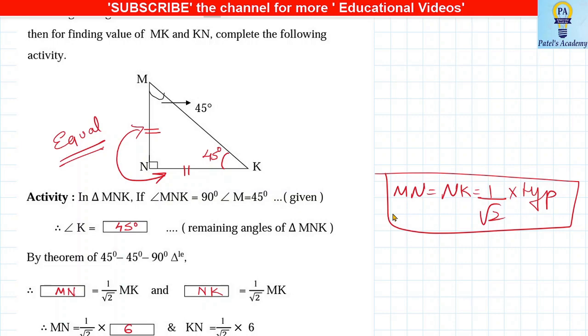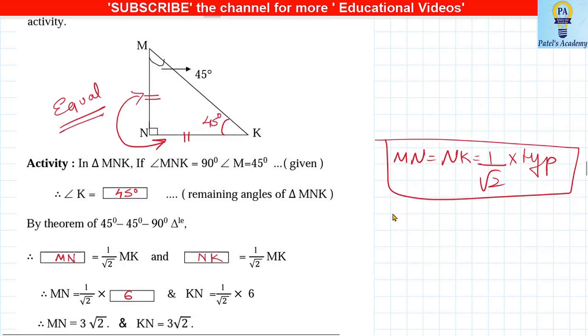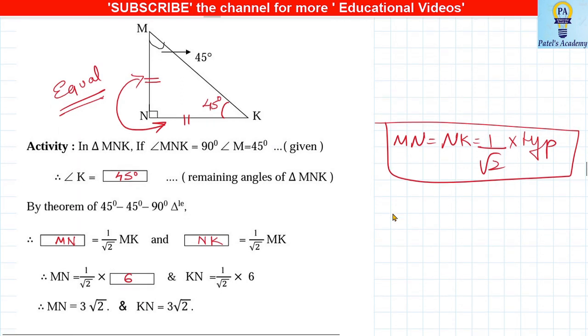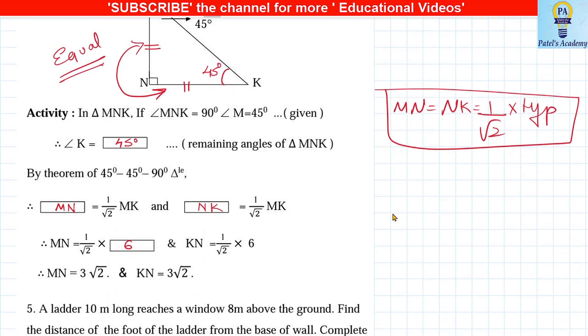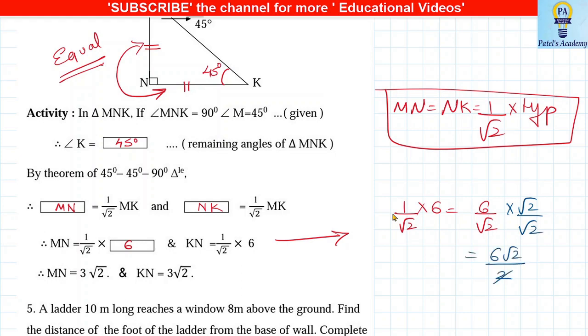Okay, and that is what we are doing here. Whether it is MN or NK, it is 1 upon root 2 times the hypotenuse. And how we got the answer, I'll just show you. 1 upon root 2 into 6, so we got 6 upon root 2. The answer is over, but we are just rationalizing this. So we get 6 root 2 upon 2, 3 root 2. So we just rationalize the term.